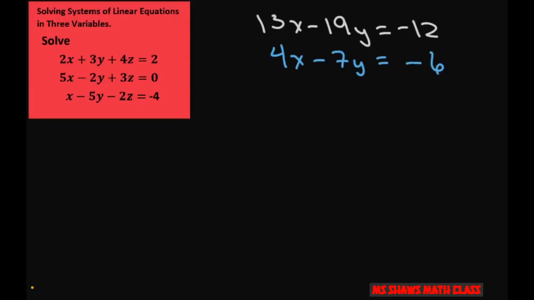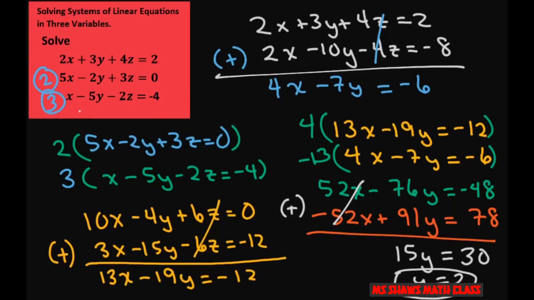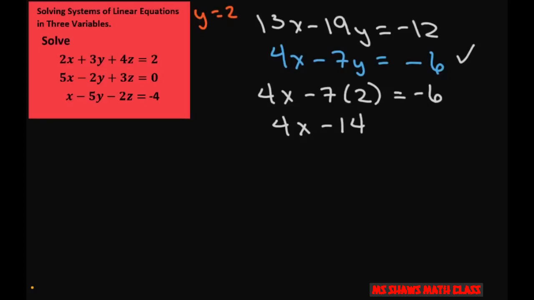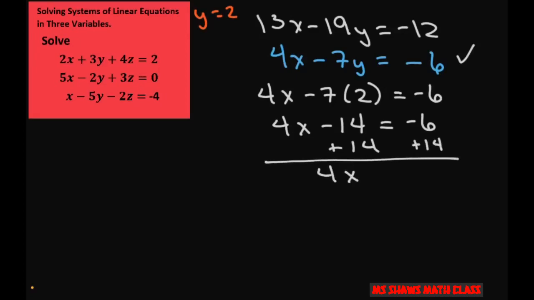I'm going to just double check. All right, so my y was 2, and just plug them in. Just pick one of these to plug in. I'll choose this one. So you get 4x minus 7 times 2 equals negative 6. So 4x minus 14 equals negative 6. Add 14 to both sides, so you're going to get 4x equals 8. So x equals 2.